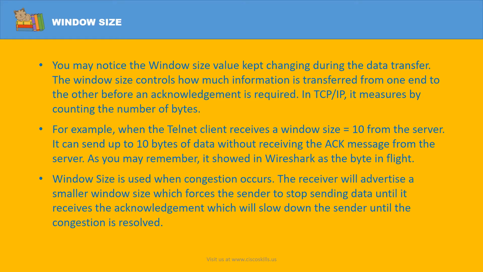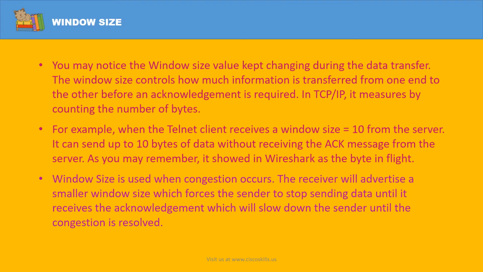You may notice the window size value kept changing during the data transfer. The window size controls how much information is transferred from one end to the other before an acknowledgement is required. In TCP/IP, it is measured by counting the number of bytes. For example, when the Telnet client receives a window size of 10, it can send up to 10 bytes of data to the server without receiving the ACK message from the server. As you may remember, it showed in Wireshark as the byte in flight.